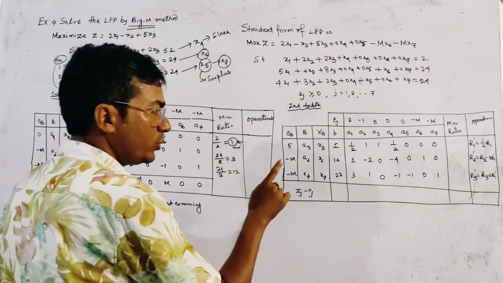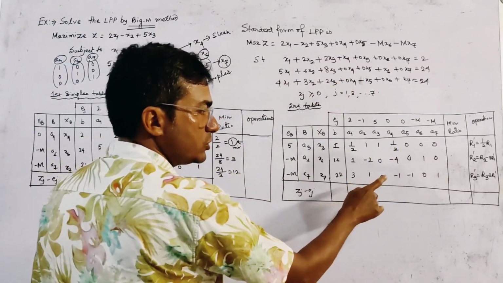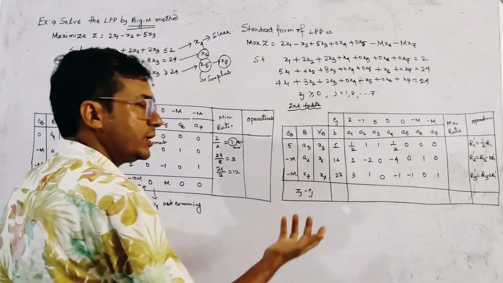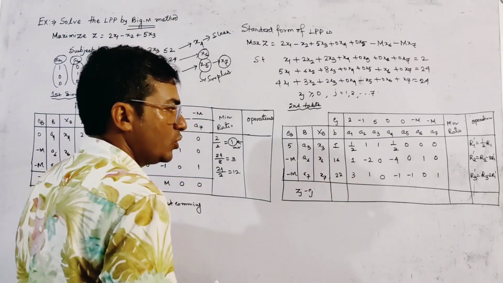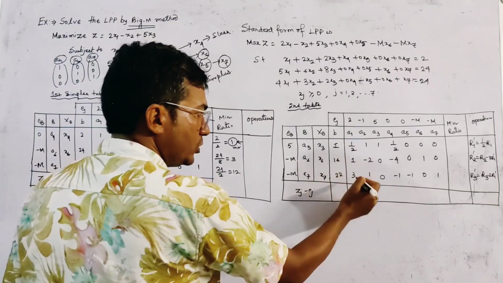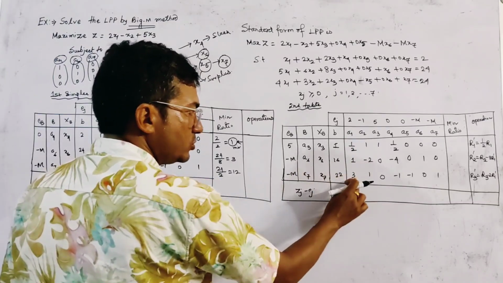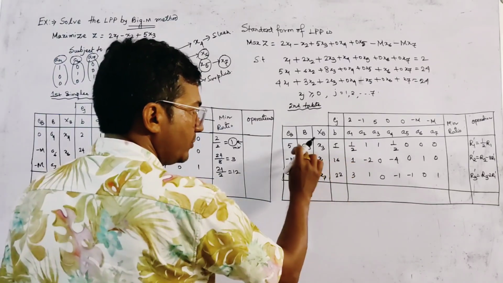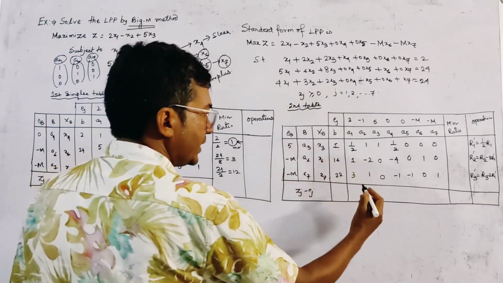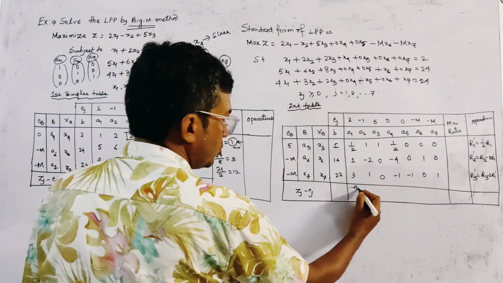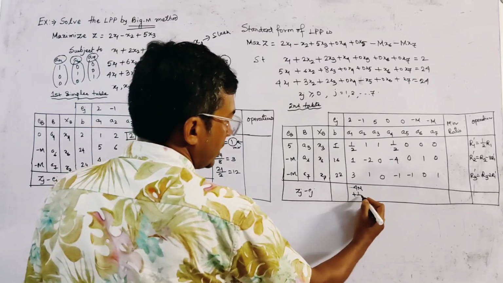Okay, now we calculate the net evaluation one by one. By a similar argument, we first calculate this net evaluation. What is the net evaluation corresponding to A1? This is minus M into 3, minus M into 1, 5 into half. Sum of these 3 minus 2. And clearly this is given by minus 4M plus half.